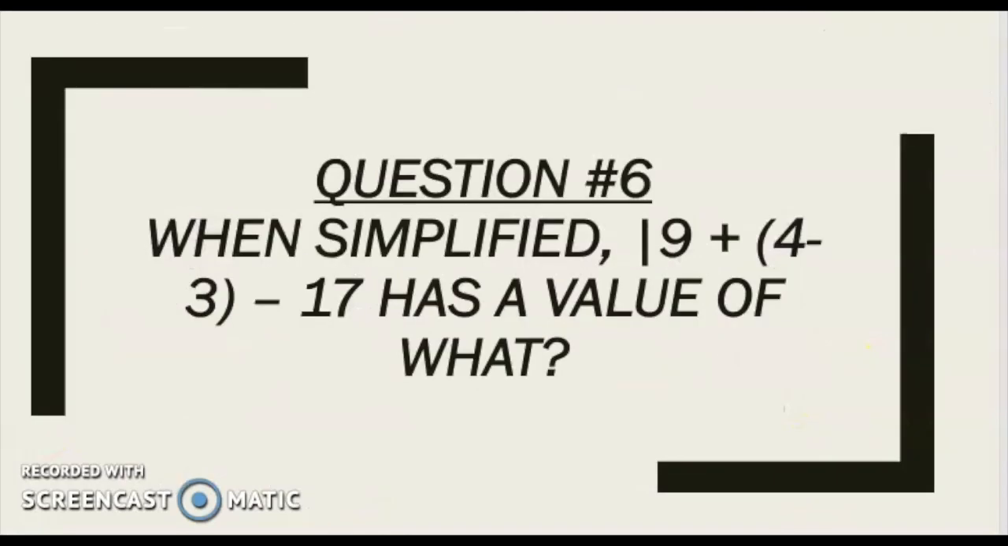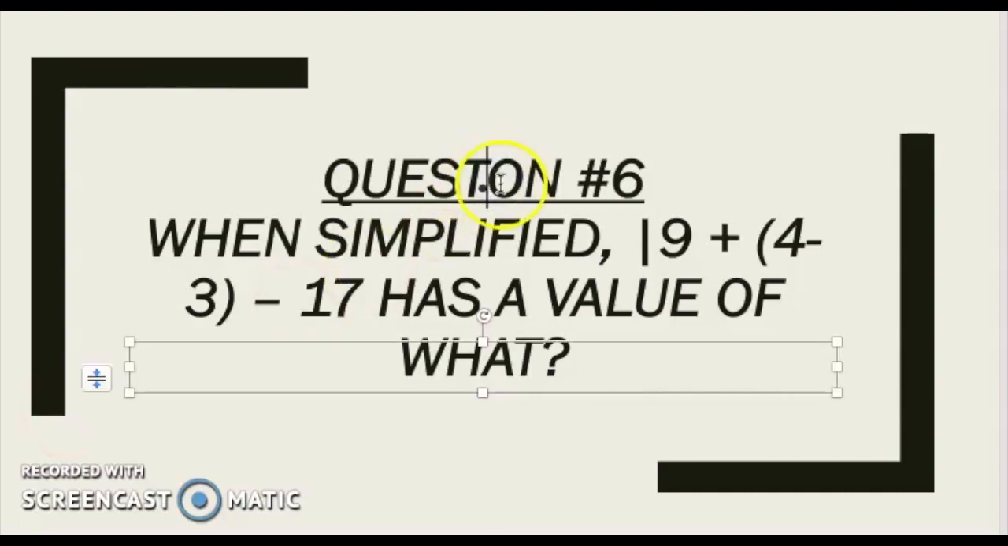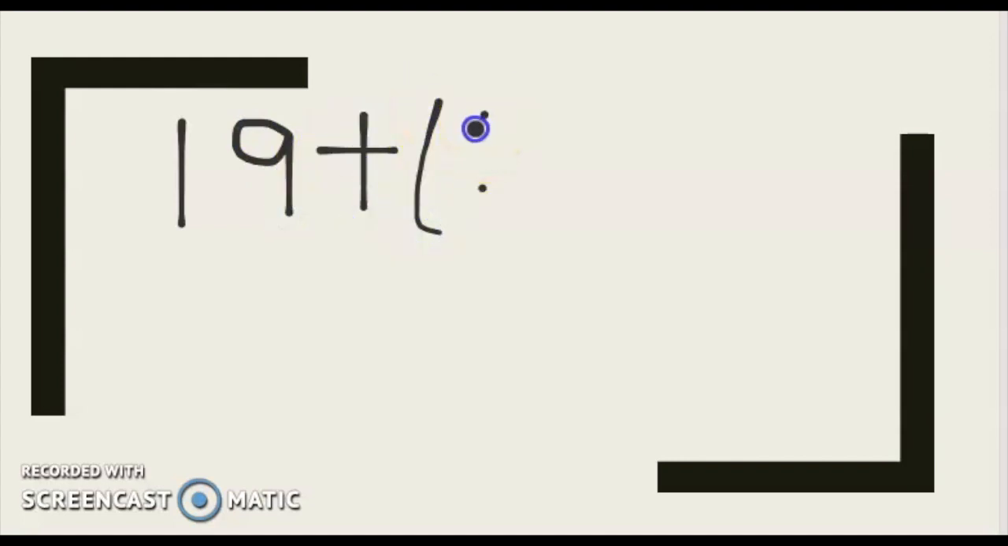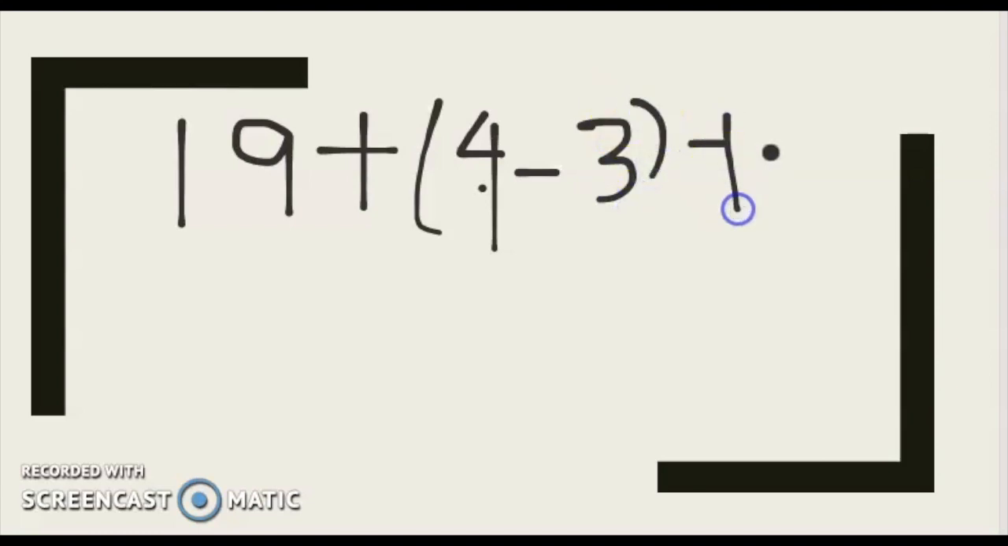Last question. When simplified, the absolute value of 9 plus 4 minus 3 minus 17 has a value of what? So, let's erase this so we have a clean board to start on. So, let's write that down. Absolute value of 9 plus 4 minus 3 minus 17 has a value of what?